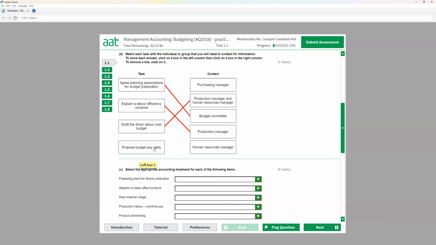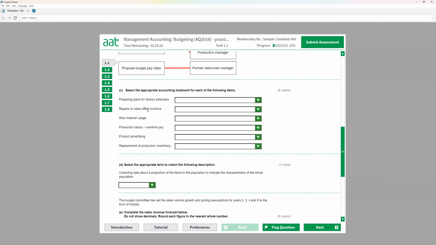Propose budget pay rates. If you want to increase the rate for the budget, then you have to speak to the human resource manager. So any proposal relevant to the budget pay rates always has to be in contact with the human resource manager.